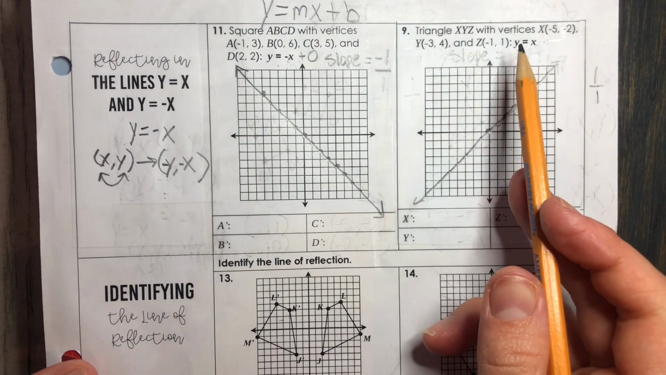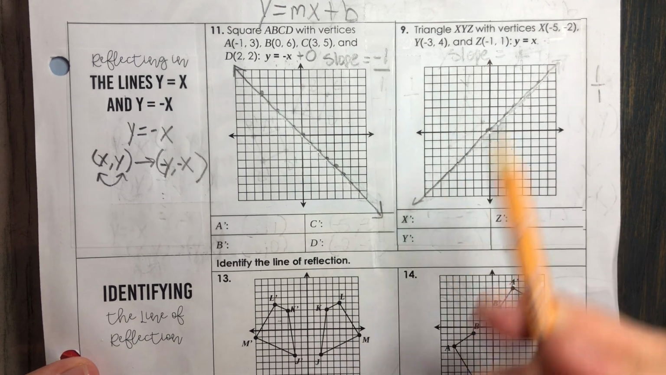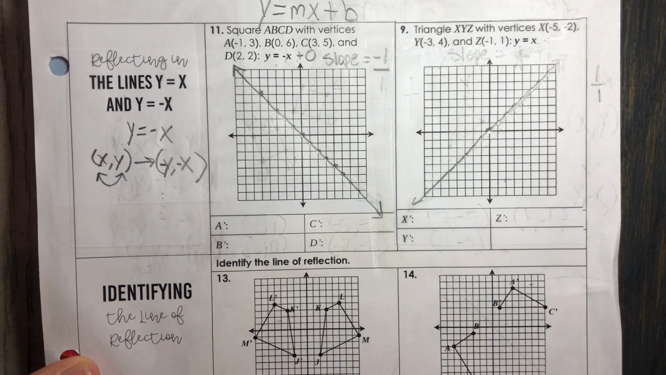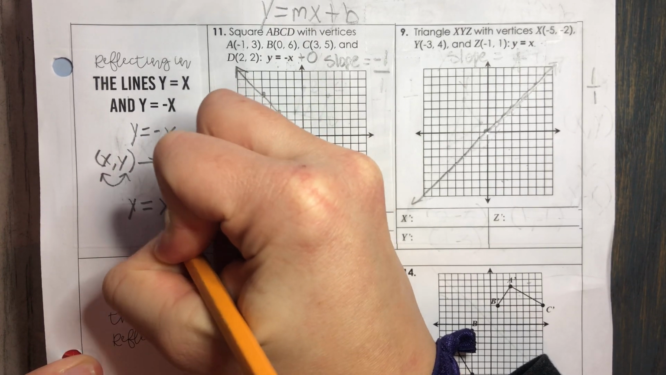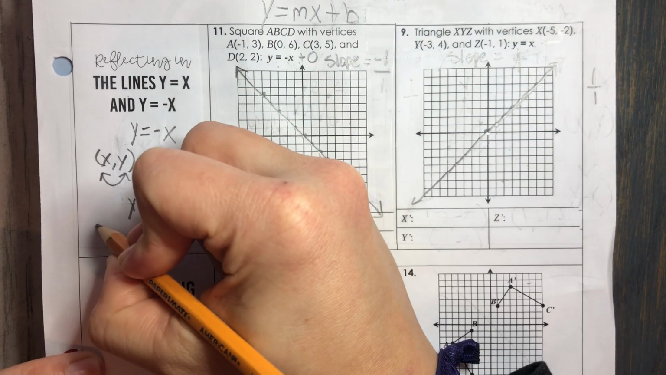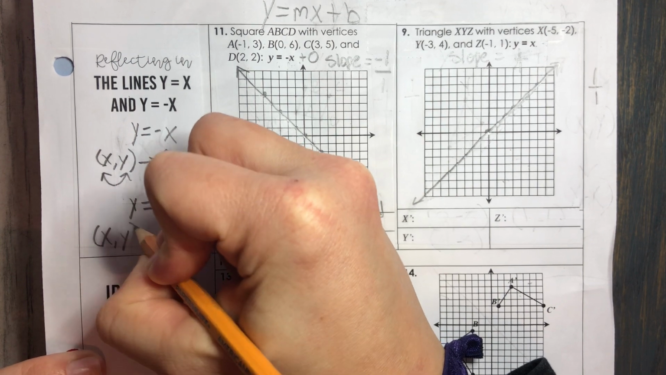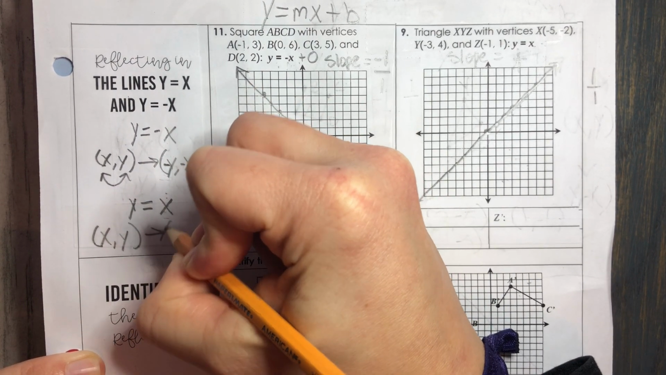Now the other reflection, the positive diagonal line, is a little bit easier, okay? All you have to do, if you're reflecting across the line y equals x, is you start with a point, and all you do is switch their spots.